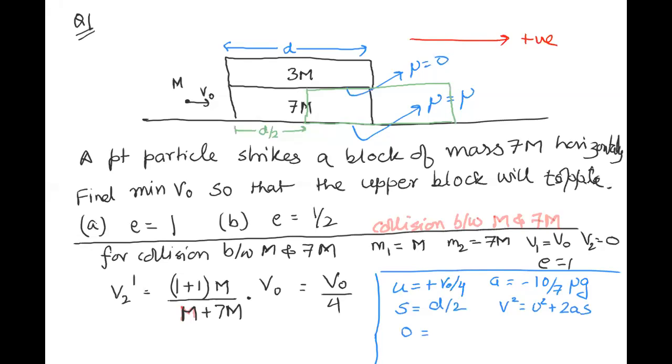Final velocity should be 0. V naught square by 16 minus twice A. So this means that V naught is equal to... how much will it come?